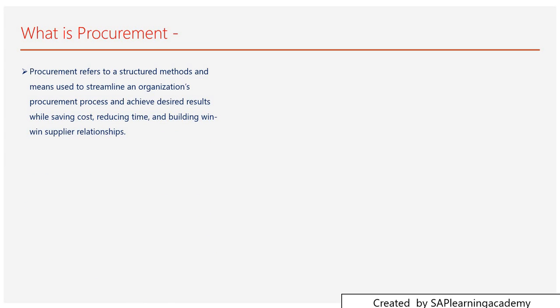What is procurement? Procurement refers to a structured method and means used to streamline an organizational procurement process and achieve desired results while saving cost, reducing time, and building win-win supplier relationships. In other words, procurement is an act of acquiring works, goods, or services from external sources. So here we are talking about external sources, meaning when you are buying some product from other external vendors. That's what we'll be discussing in this tutorial.